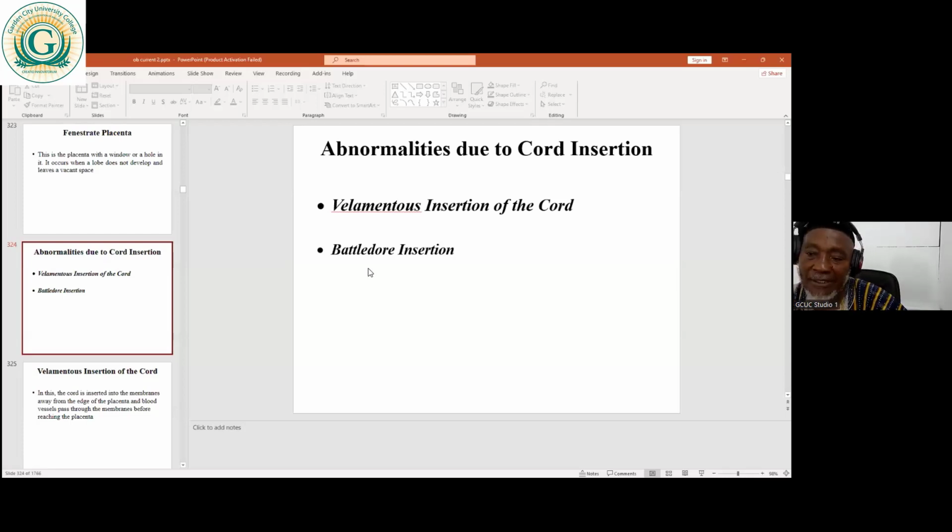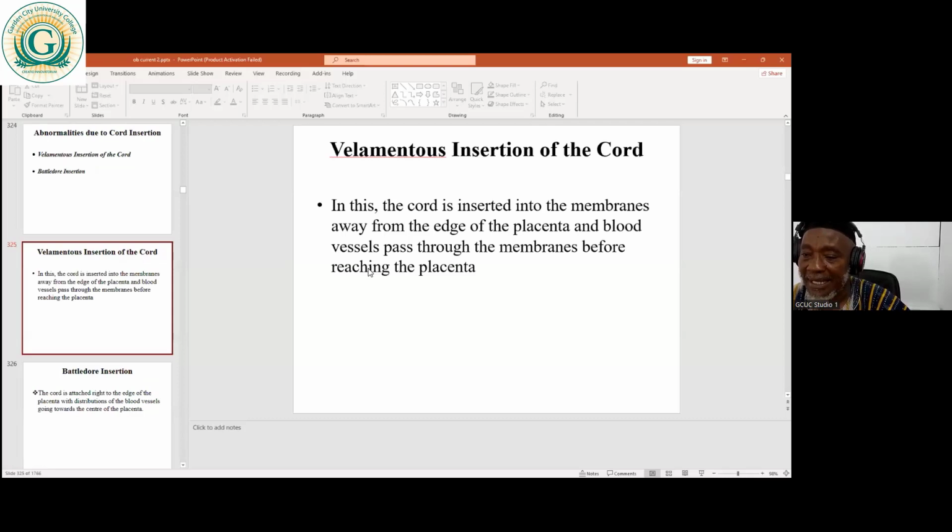What is velamentous? Indeed, the cord, instead of going to the middle, inserts itself in the membranes, the amnion and chorion. It is inserted there, away from the edge, and the blood vessels pass through the membranes. When you are delivering the placenta and exerting pressure, it can get torn, and when it gets torn, the person will bleed.